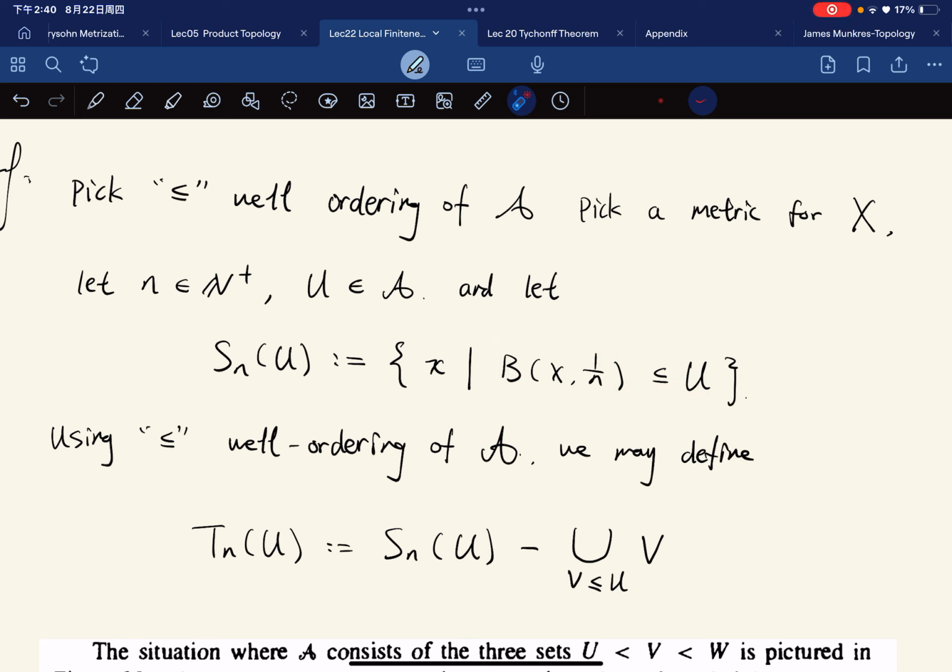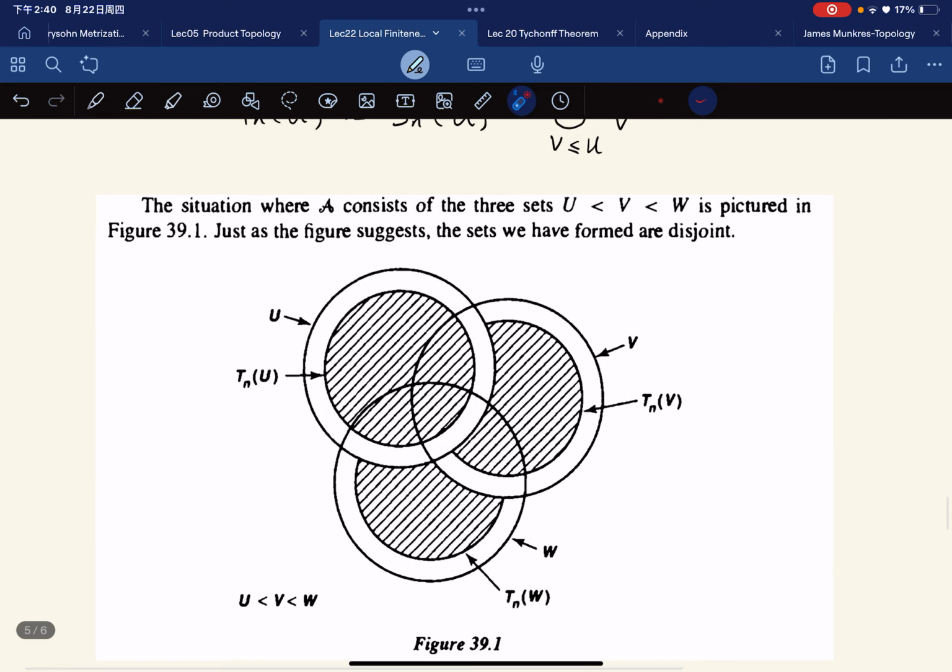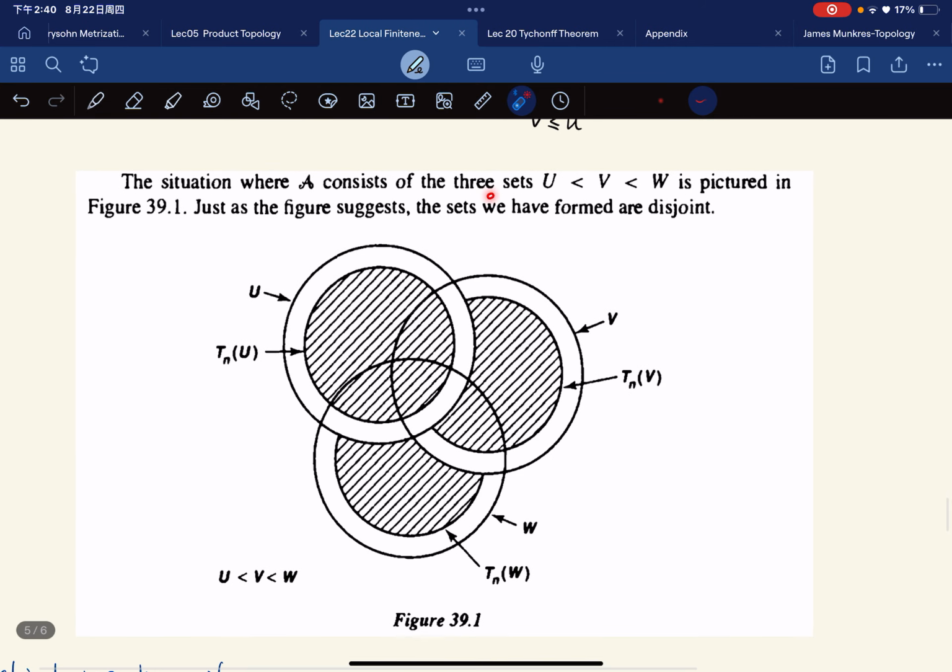Okay, and then we're going to use the well-ordering of A. We may define T_n,U as S_n,U minus the union of all the V such that V is less than U. So to make this clear, here's the situation. You might read it out. You might pause and take a look.